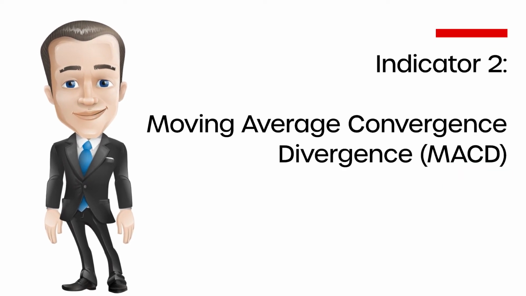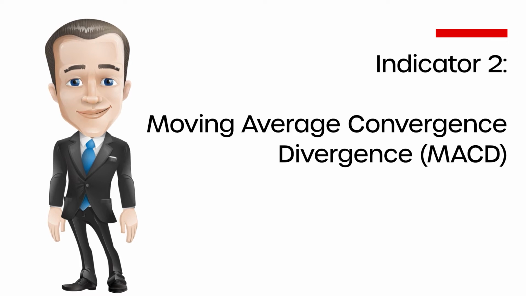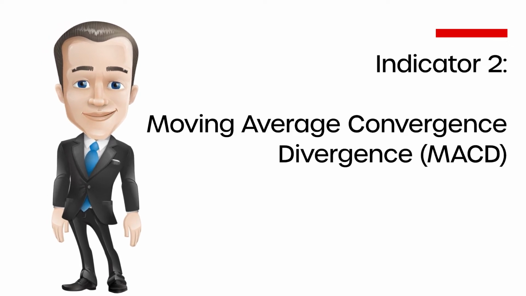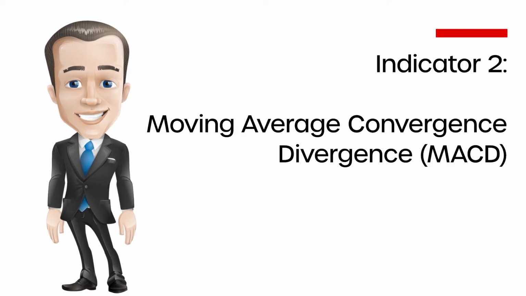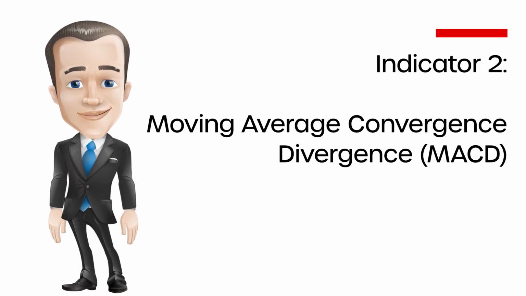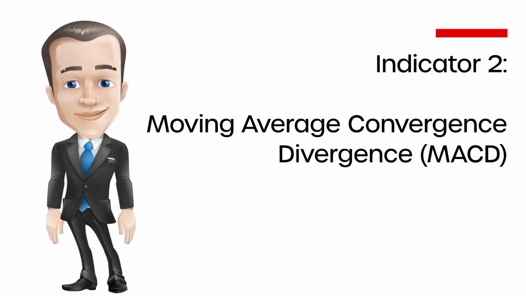Indicator 2: Moving Average Convergence Divergence, MACD. One technical indicator that can be used in conjunction with the RSI and helps confirm the validity of RSI signals is another widely used momentum indicator, the Moving Average Convergence Divergence, MACD. This indicator calculates momentum differently from the RSI by comparing the relative position of a short and long-term moving average. Traders primarily monitor the MACD for signs of momentum diverging from price.